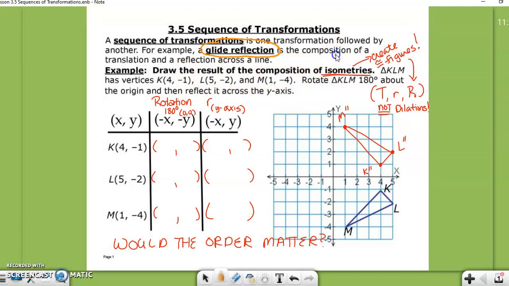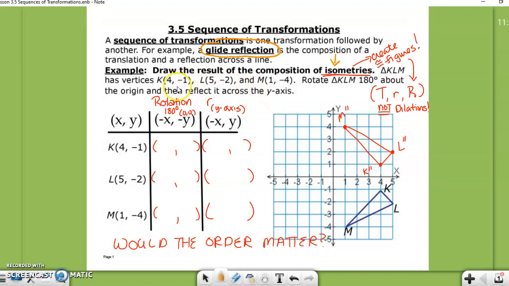This is an important word, isometries. Isometries means it creates a congruent figure. Our translations, our reflections, and our rotations are all isometries. Dilations are not isometries. They change the size.